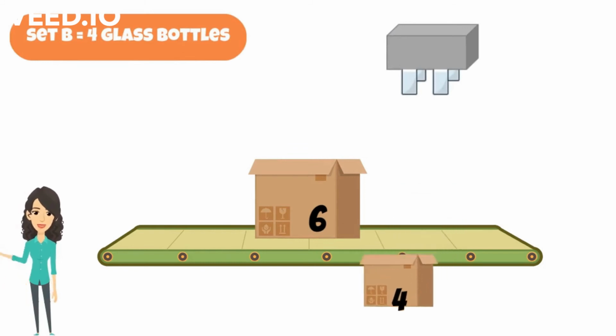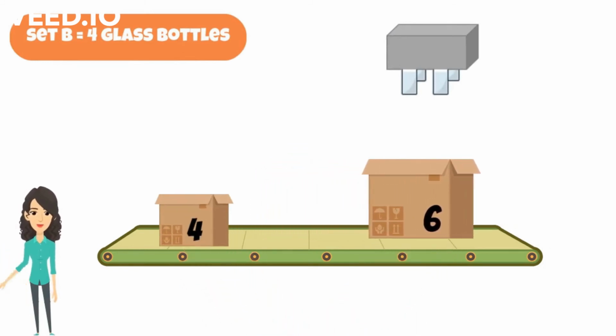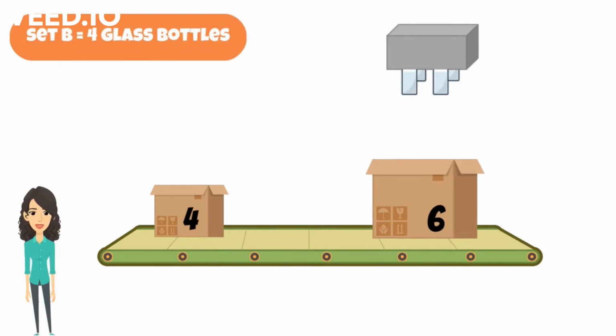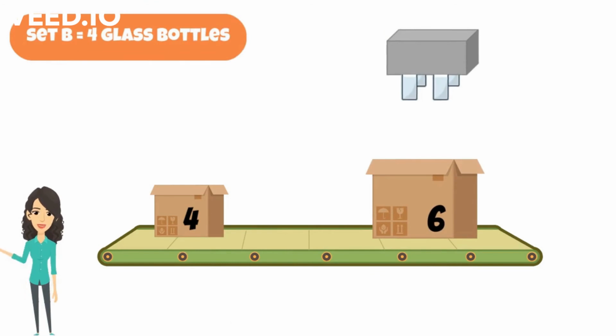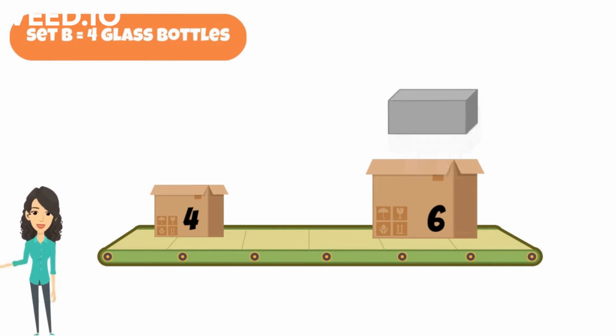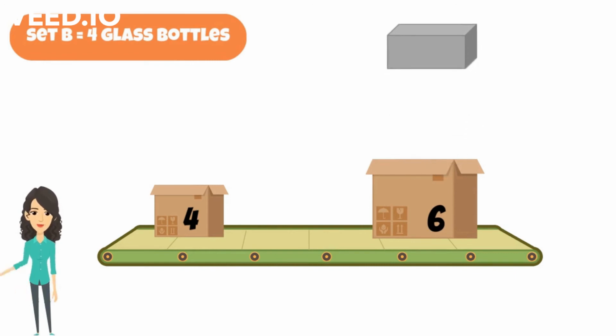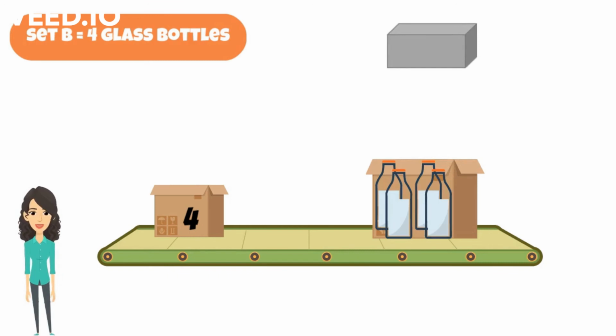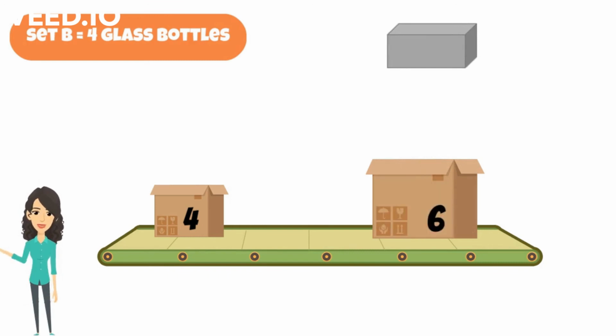Now, a second set of 4 glass bottles have arrived at the machine. The machine will search through the entire belt again. After conducting its search, the machine will then move the boxes until the desired box reaches the front of the conveyor belt. Then, the machine will insert the glass bottles into said box. In this case, the box with 6 slots, as shown in this example.